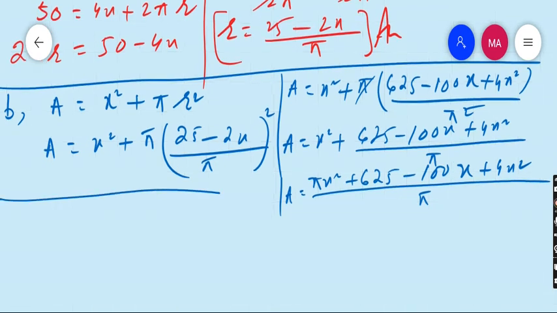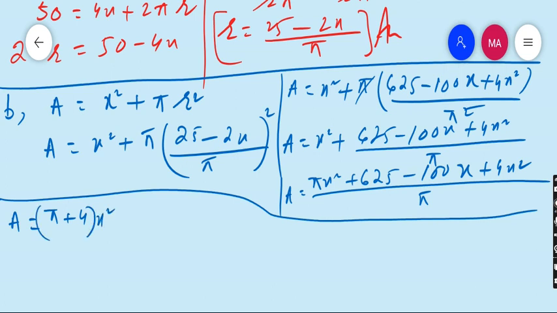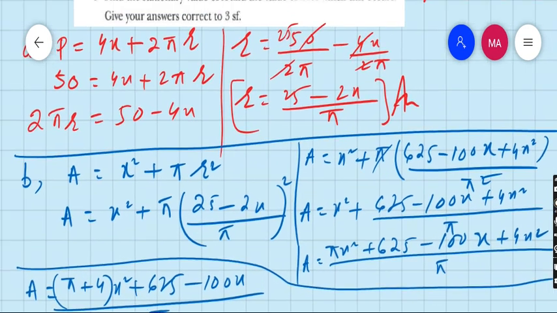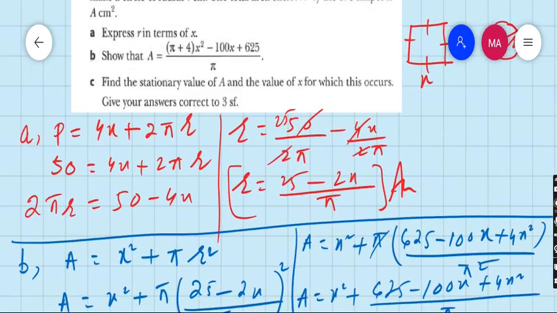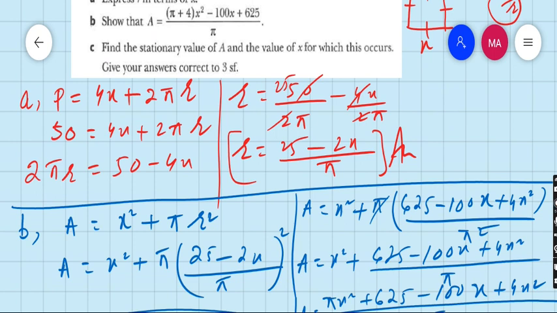Next, A is equal to πx² plus 4x². Common is x², so it is π plus 4, x² plus 625 minus 100x upon π. I think this is the requirement. Check this. π plus 4 x² minus 100x plus 625 upon π. 100% correct. What is part C?